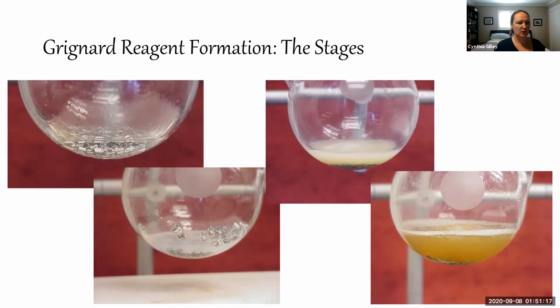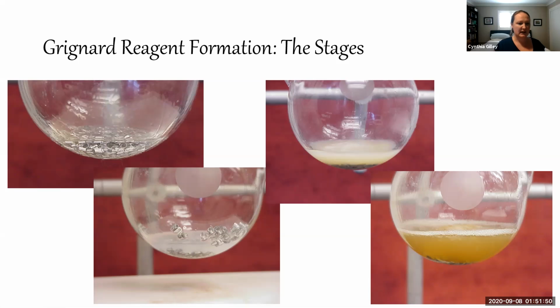Okay, so once we have the magnesium turnings and possibly some iodine in the flask as well, there may or may not be a stir bar in there. You don't see one in here, but you could add one. At that point, you would add in some of your alkyl or aryl halide solution. So in this experiment, it would be adding in a solution of bromobenzene. So that's what that liquid is. It's a solution of bromobenzene in diethyl ether.